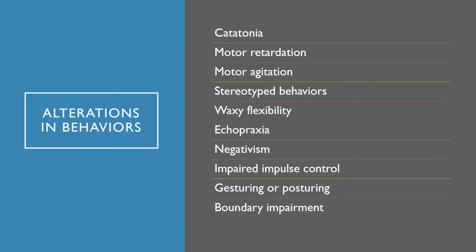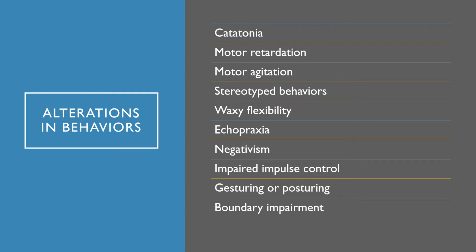Waxy flexibility is usually seen in catatonia. It's maintaining an inappropriate posture that is given. So for instance, if we raised our patient's arm up to check the lymph nodes or whatever in their armpit, then waxy flexibility would be that they would inappropriately just leave that arm up above their head for a lengthy period of time.